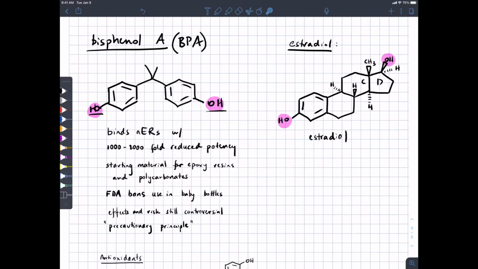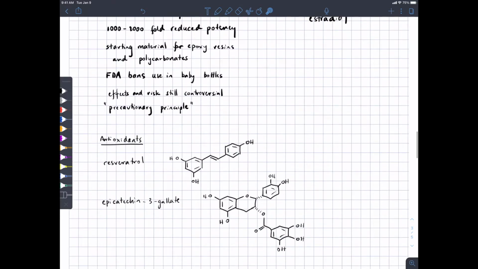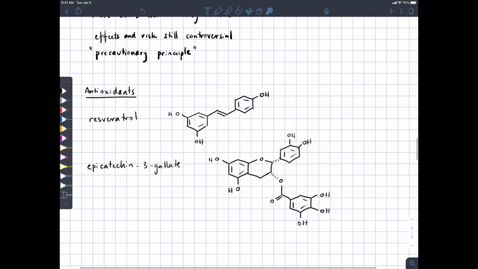Let's see. Last time, I think antioxidants came up, so I thought I'd just say a little bit about that, because sometimes folks are interested. You may have heard of antioxidants before. A classic example of antioxidants is this molecule resveratrol that's present in grapes and a lot of other foods.